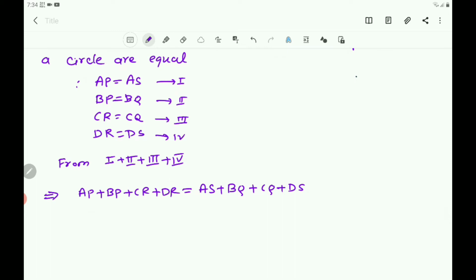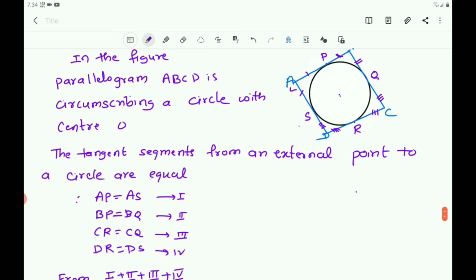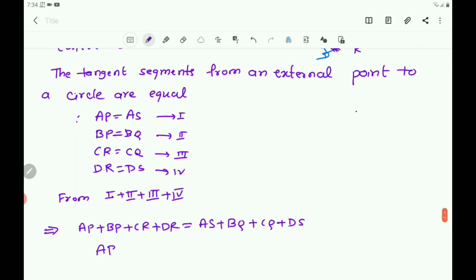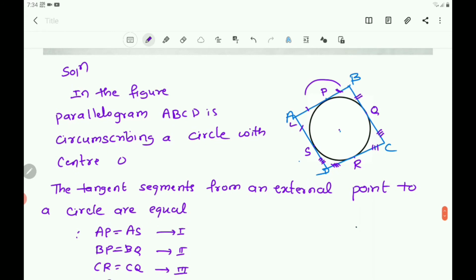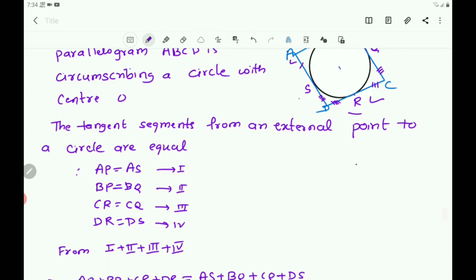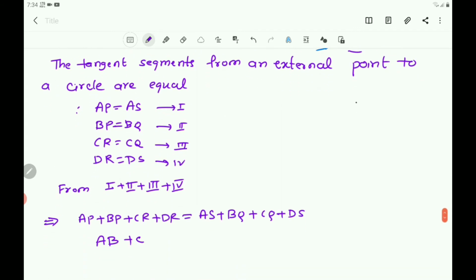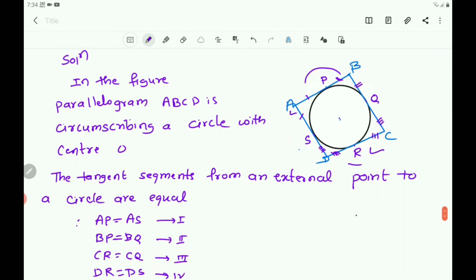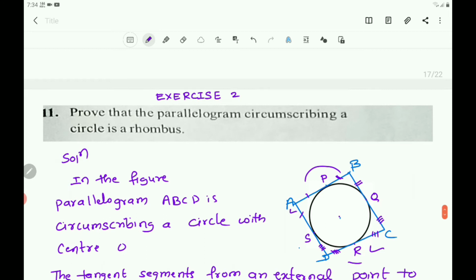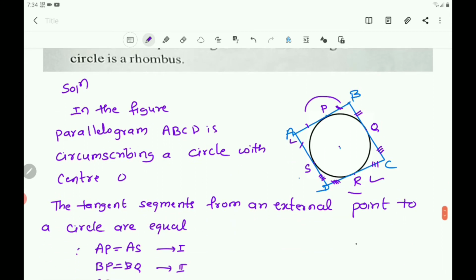And AP plus BP, you will get the side AB, and also CR plus DR, you will get CD, equals AS plus SD, you will get AD, plus BQ plus QC, you will get BC.